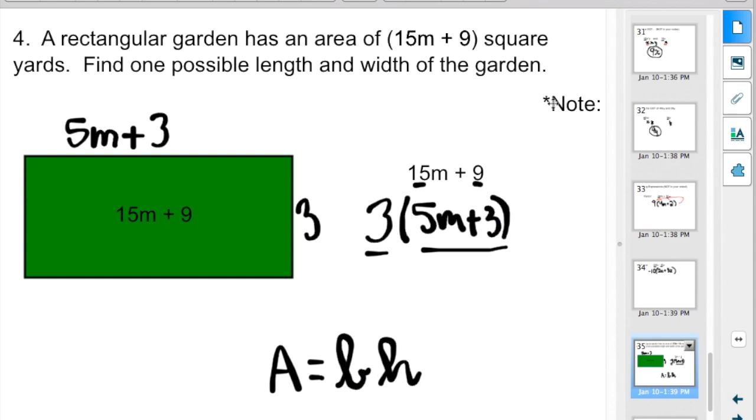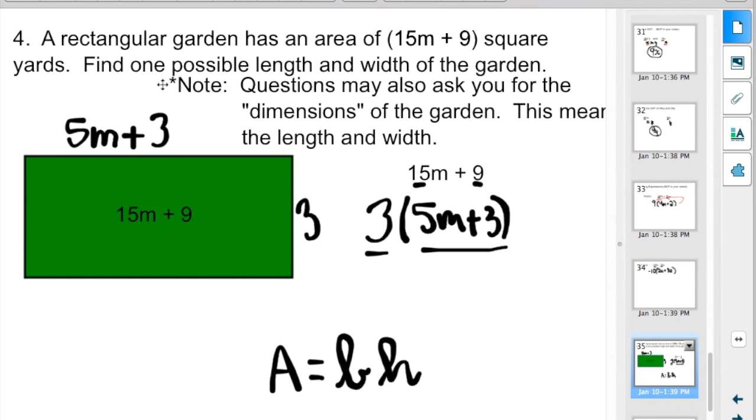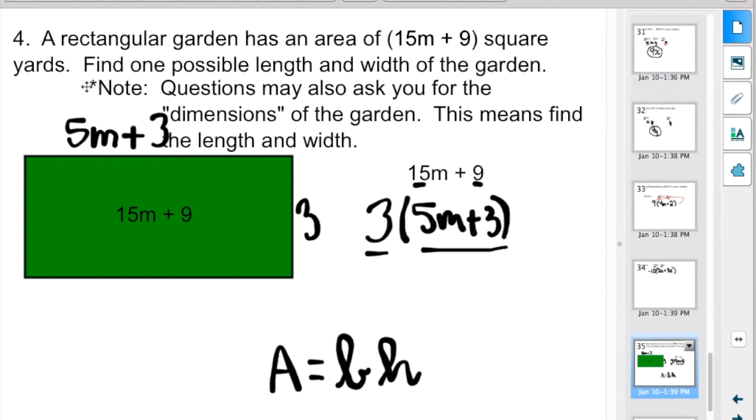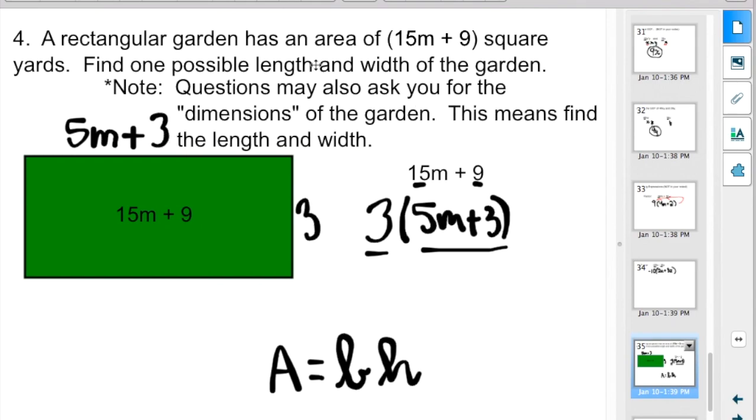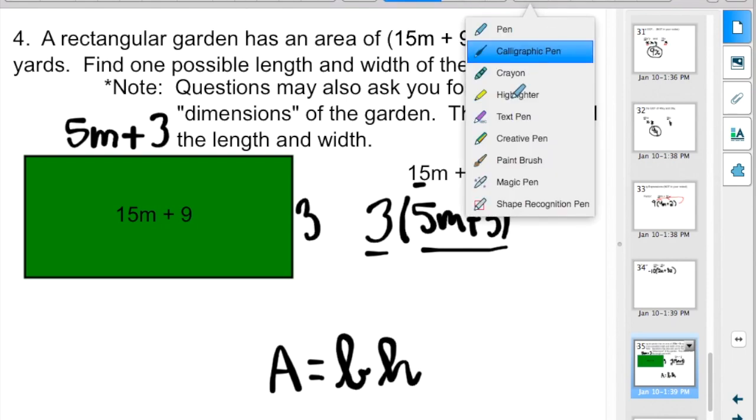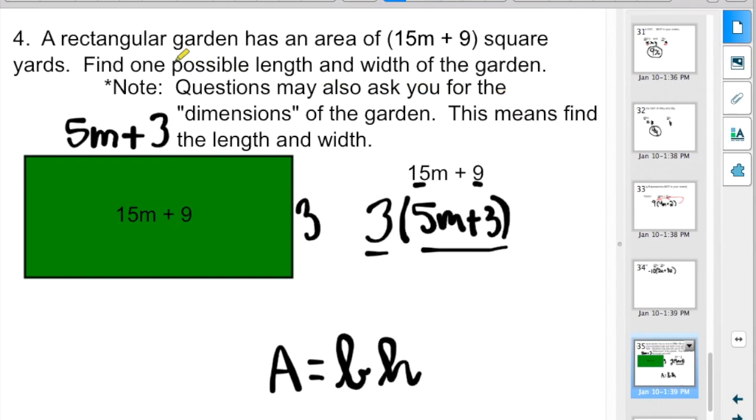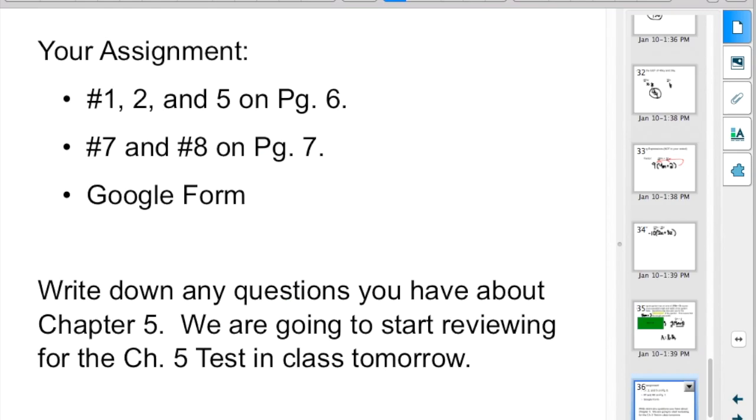I just want to give you one note here. In my question, I specifically asked you for length and width. Sometimes in other questions, they may ask this differently by saying things like, what are the dimensions? The dimensions of the garden. If they ever ask you for the word dimensions, that means to find the length and the width. Okay? So we've done a lot of factoring today.